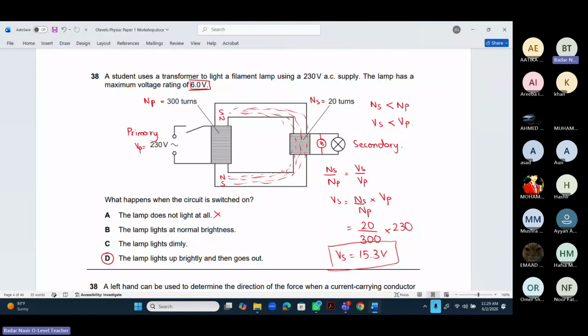So first you were supposed to use the formula Ns over Np is equal to Vs over Vp. From here you had to find out how much voltage the lamp will get, and that voltage is the voltage in the secondary coil. Once you get the voltage, then you had to check what the normal rating of the lamp is, 6 volt. It is much higher than that, so the lamp will glow very brightly, but then the lamp will be damaged and it will stop working.